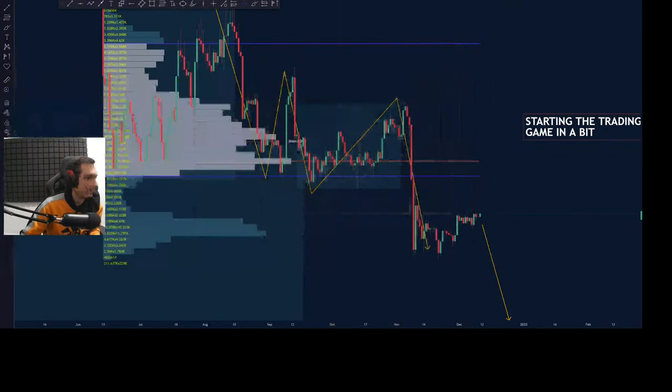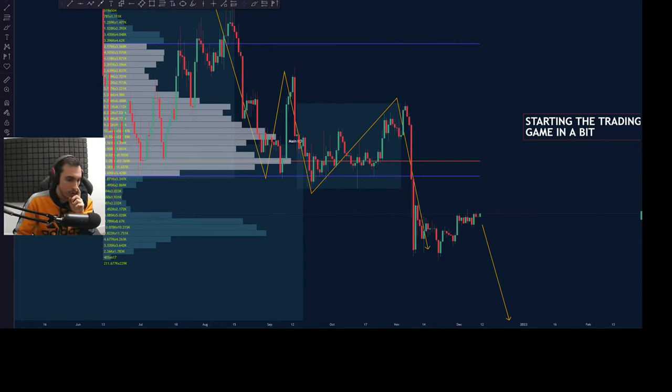Excellent. The screen is not visible. On Zoom, it's not visible. I will share my screen now on Zoom so you guys can see it. Okay, I will do this. So now you should be able to see my screen on Zoom.